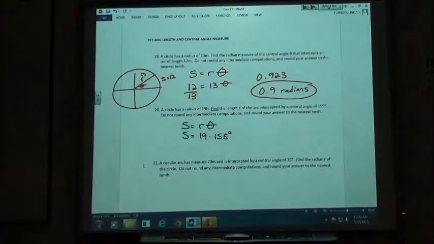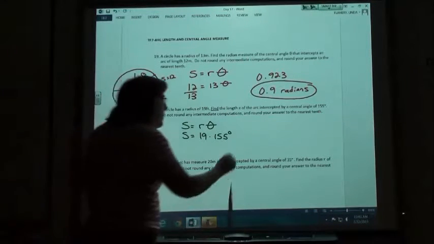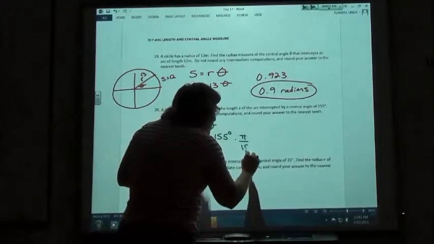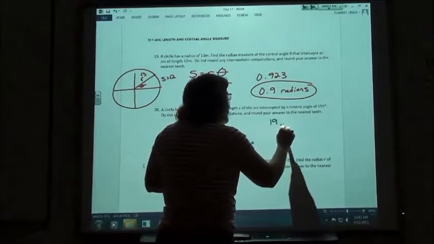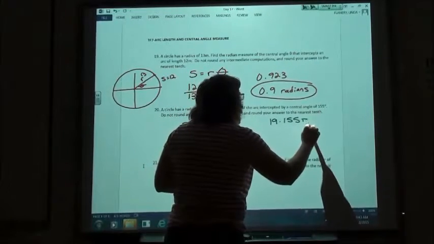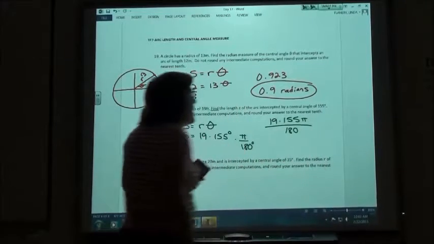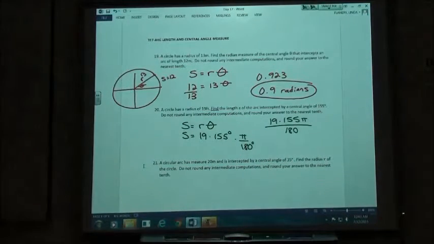Our problem there is that our central angle is in degrees instead of radians, so we have to convert our degrees to radians by multiplying by pi over 180. So we are going to take 19 times 155 pi divided by 180 and then round our answer to the nearest tenth. So in my calculator, 19 times 155, shift EXP to put the pi in there. You could put the times sign in between if you wanted, but you don't need it. Divide that by 180.